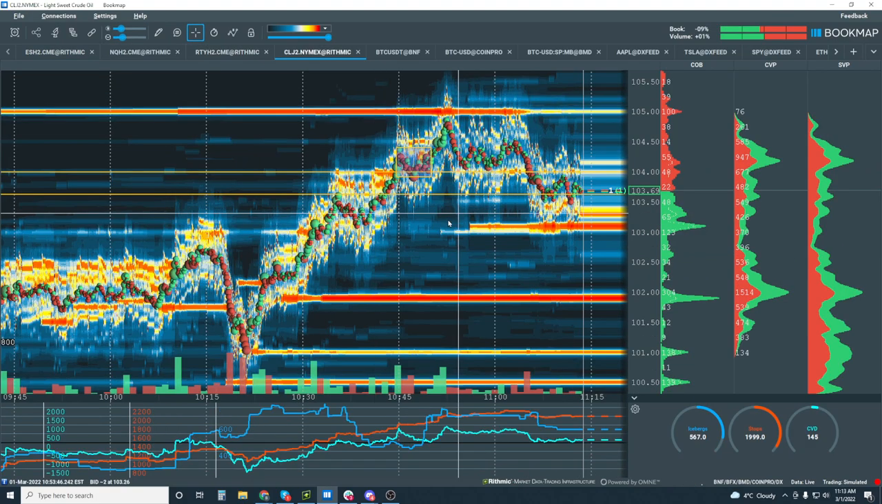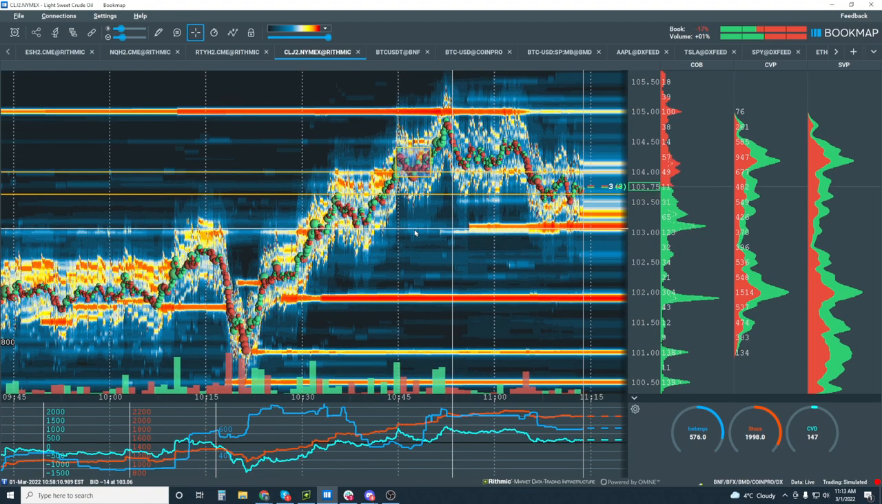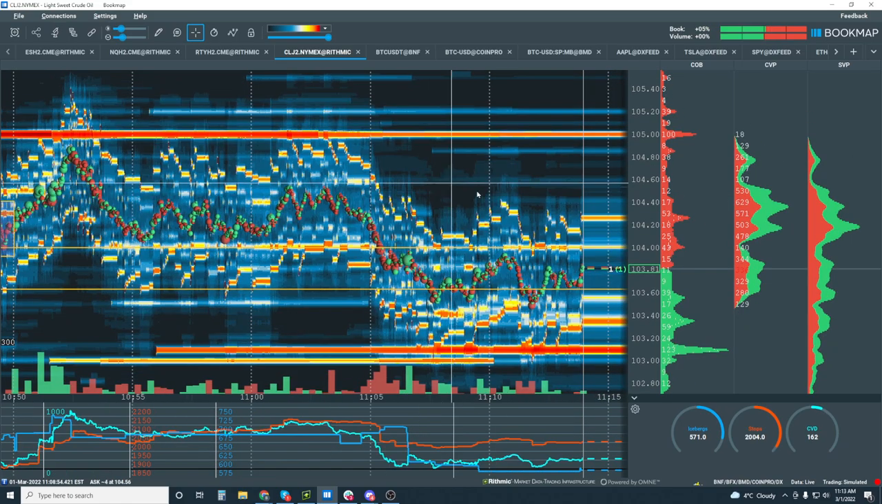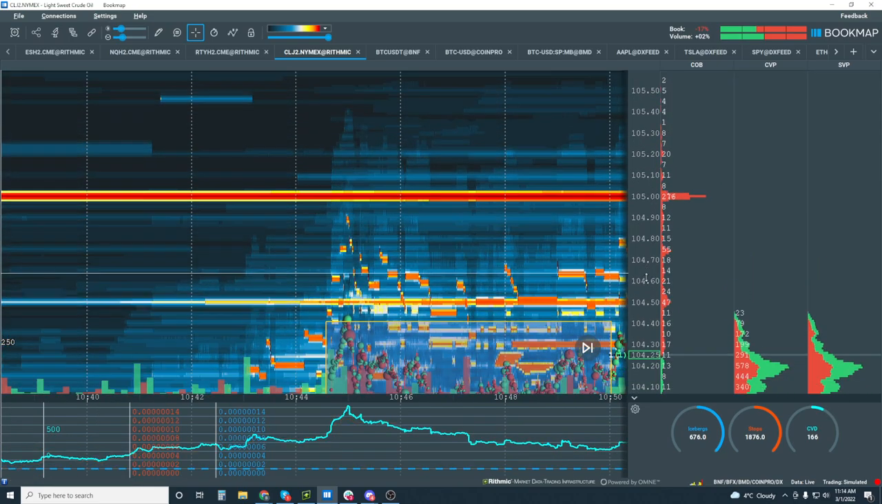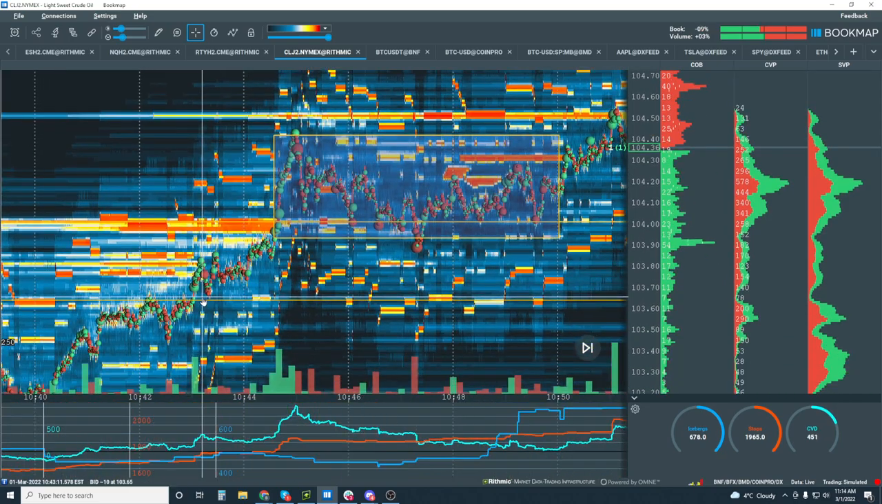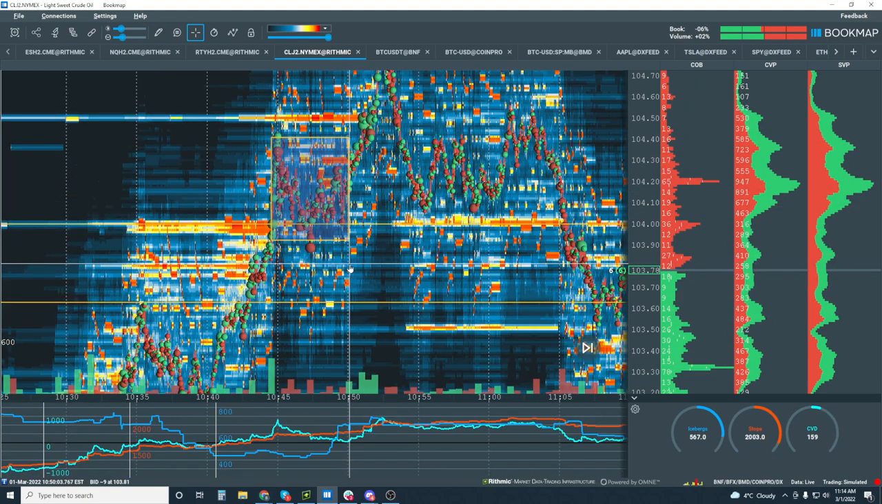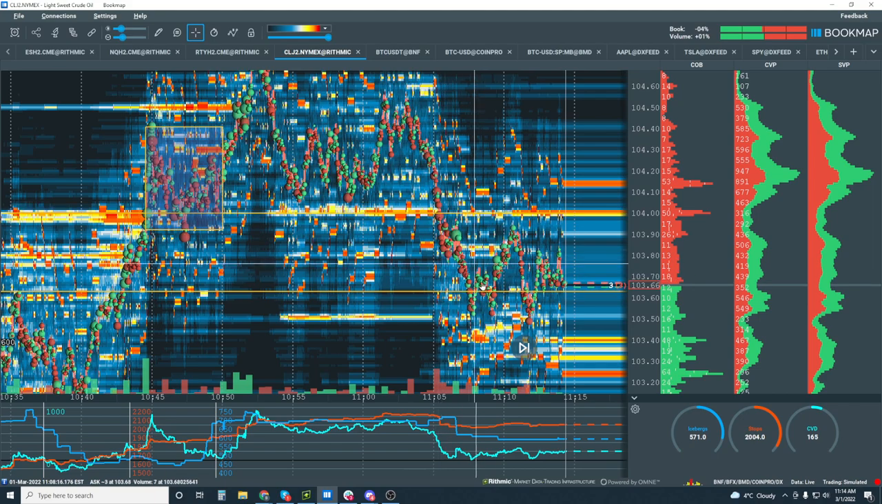Let's go back to crude and see what it's doing here. Just bouncing off of our second line that we drew up here. Right down here, so it bounced off of that one. This is a beautiful pivot there, below 104, and then they hit it.